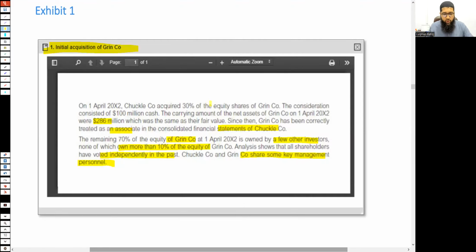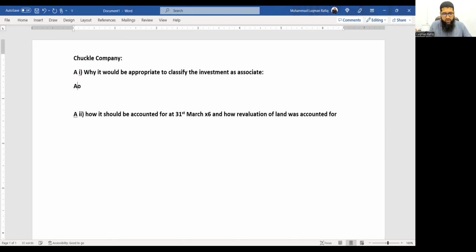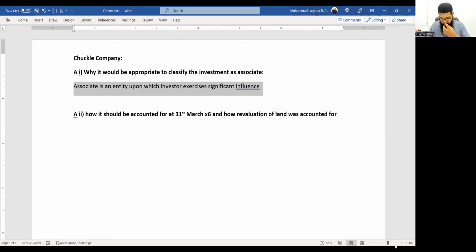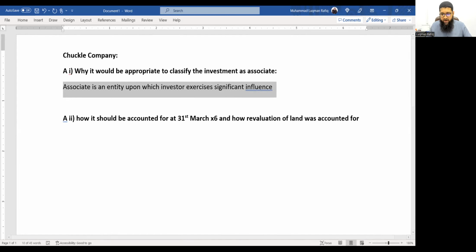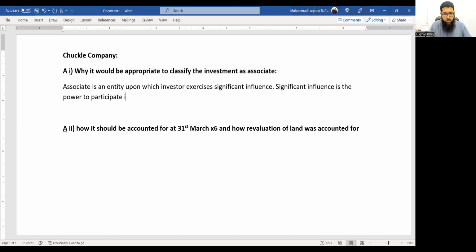Now, let's discuss how exactly we are going to write down the answer to this question. First of all, when we talk about the concept of an associate, an associate is an entity upon which the investor exercises significant influence. And significant influence is the power to participate in the decision making process.